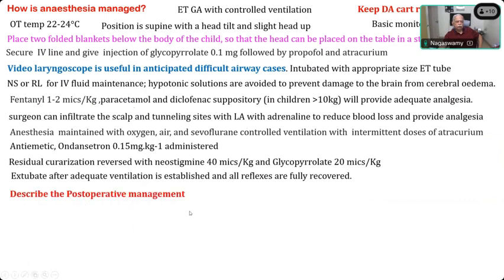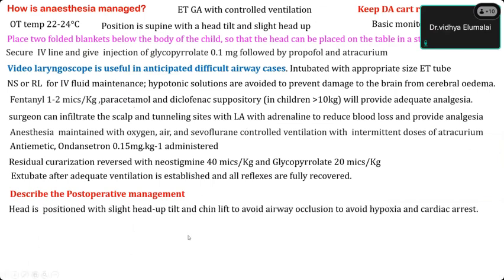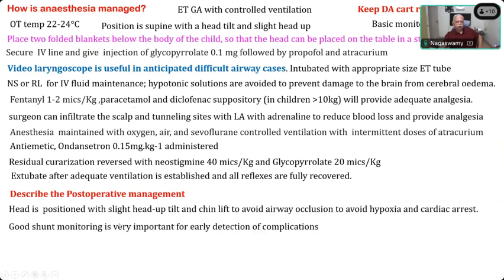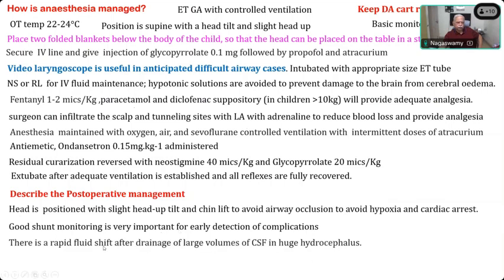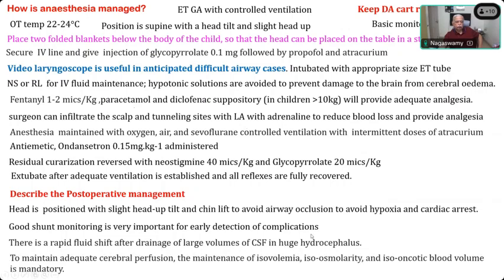What are the post-op management steps you have to do? Sir, adequate analgesia, antiemetic, daily neurological examination, and we have to look for any malfunctioning of the shunt and signs of raised ICP. Head up tilt to avoid airway occlusion. Good shunt monitoring. Rapid fluid shift and drainage of a large volume of CSF may happen in huge hydrocephalus. Maintain adequate cerebral perfusion. Maintenance of isovolemia, isoosmolarity, and isooncotic blood volume is mandatory.